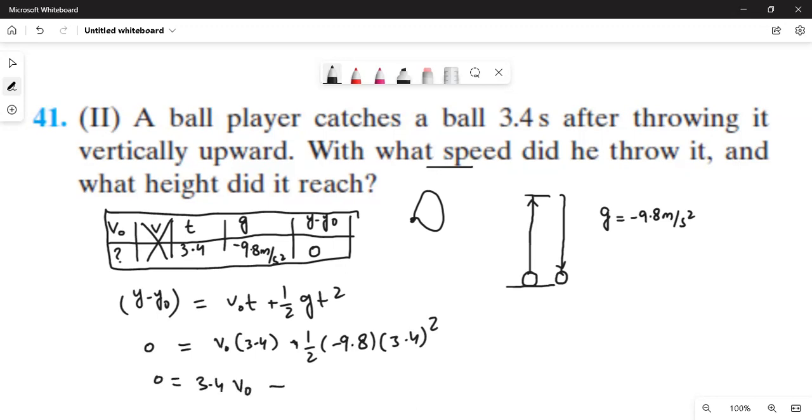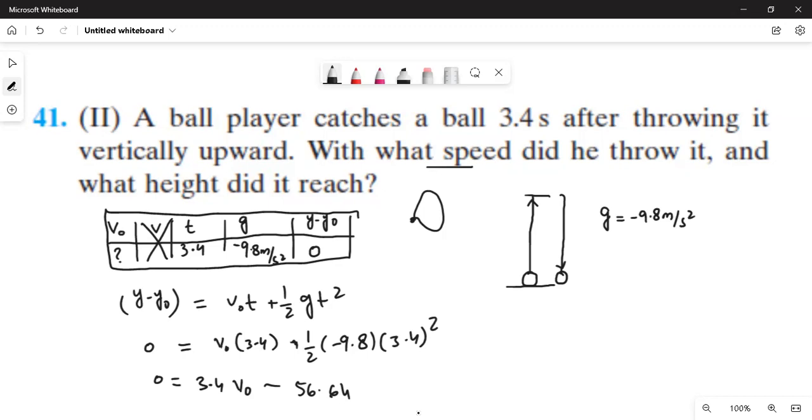Can you give me the answer of negative 9.8 times half times 3.4 squared, right? Yes, 3.4 squared. The answer is negative 56.64. You did all? Yes. 0.5 times negative 9.8 times 3.4 squared. So you did it.